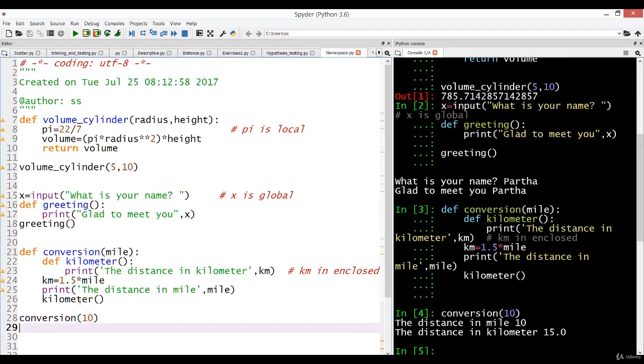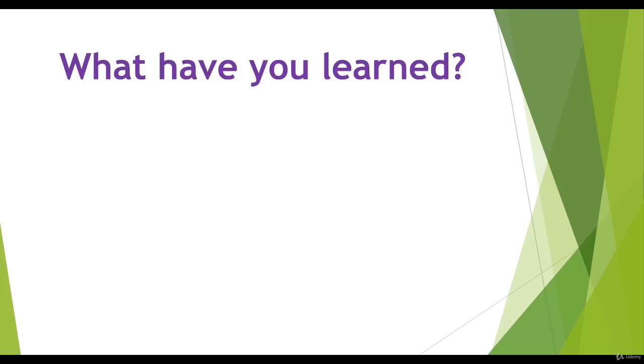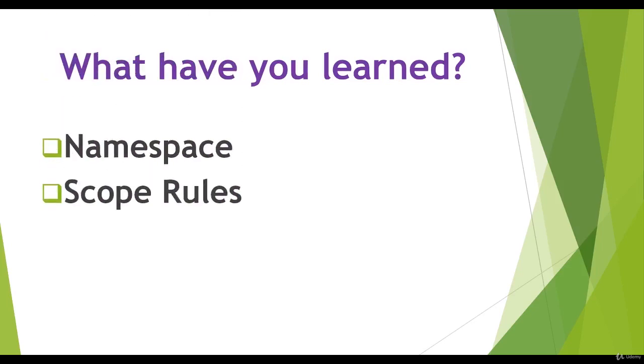This is the printed output of the conversion function. Then the kilometer function is invoked. So the output of this is distance in kilometer is 15. So what have you learned? We have learned about what is namespace and four types of namespace. Then we have learned about the scope rules.